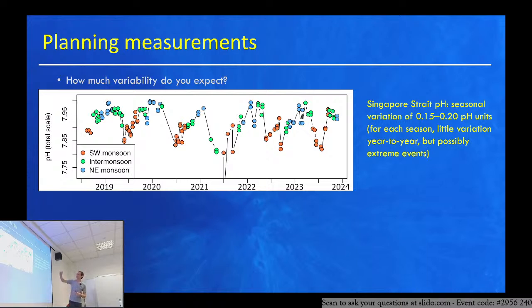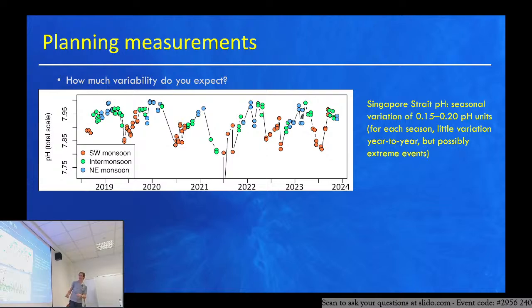You can see that we get a really clear seasonal variation of about 0.15 to 0.2 pH units. So comparatively, quite a lot. You can also see that it's a fairly stable seasonal cycle. So within any given season, if we want to compare this season to the last season or the next season, then we've got fairly small variation. So to get the seasonality right, we don't have to be super, super accurate. But if we're trying to look at longer term developments, we really do have to watch out.